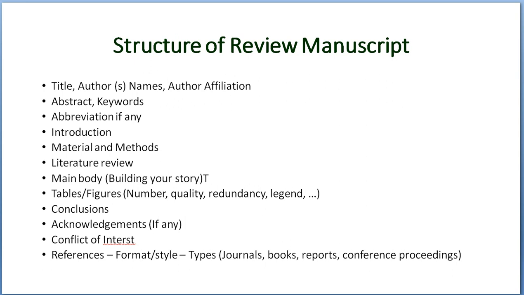So, the structure of a review paper manuscript. What are the key parts of a review paper manuscript? It starts with the title of the review paper, then the author's name, author's affiliation, then abstract, then keywords, abbreviations if any, which is followed by introduction, followed by materials and methods, then literature review, and then the main body of the review paper, tables, figures, conclusion, acknowledgement, conflict of interest, and last the references. I am going to discuss all these topics one by one.